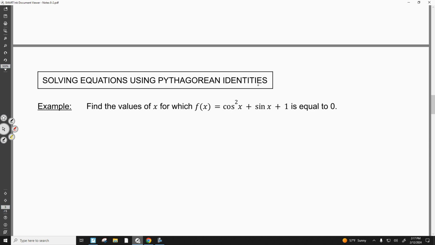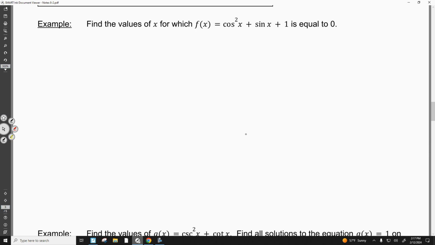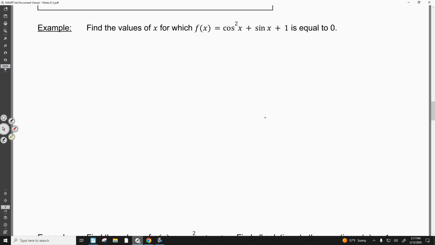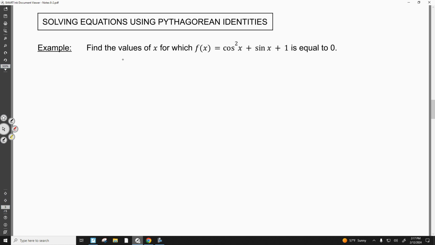Now, this is the exact same thing, but what would you look to do in this situation? Now, really quickly, there's a different prompt. Find the values for x when this function is equal to 0. All right, no big deal. Cos squared x plus sine x plus 1 equals 0. What would you think to do here, guys? Tell your neighbors, what would you think to do? Everybody try.